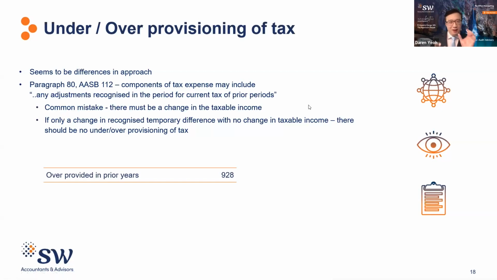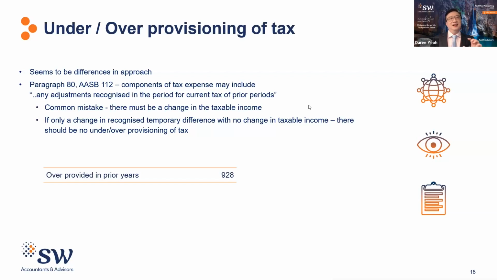It implies that there must be a change in your taxable income between the time you prepared your tax provision calculation and the final number which you put into your tax return. There must be a change in your taxable income in those two periods. Okay.